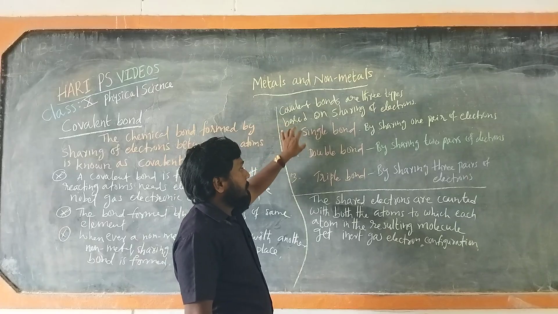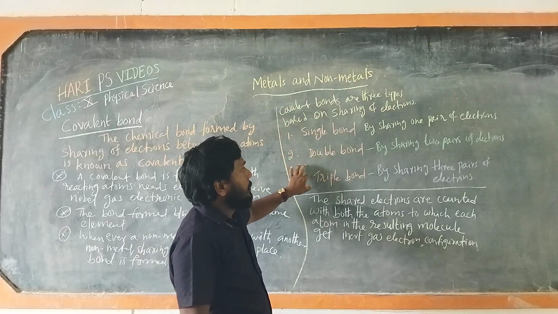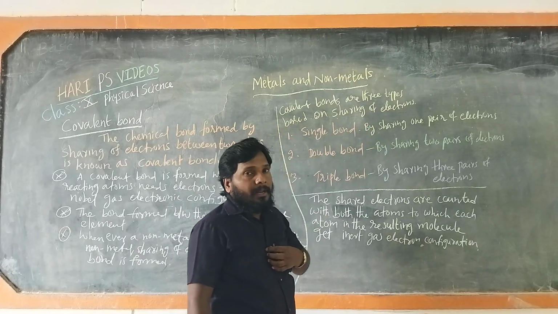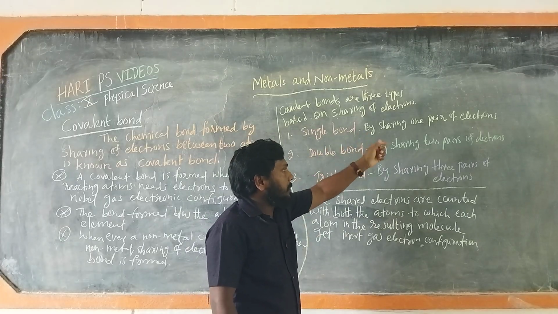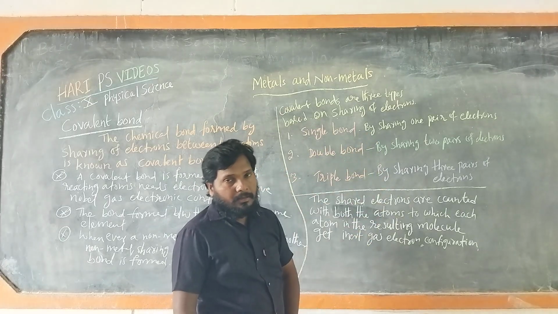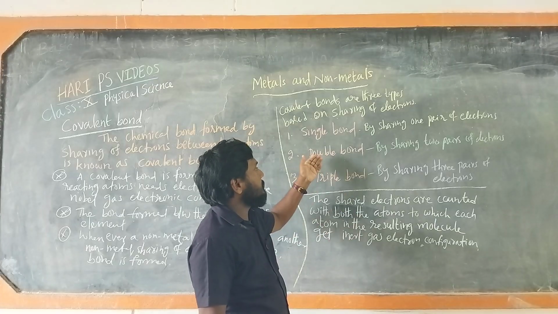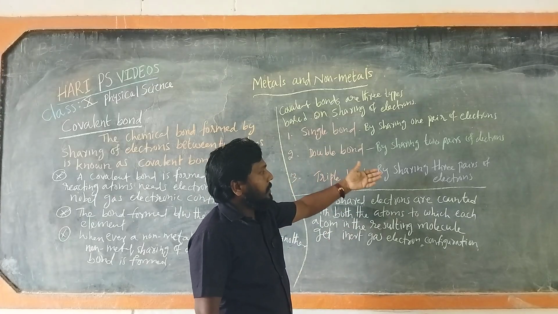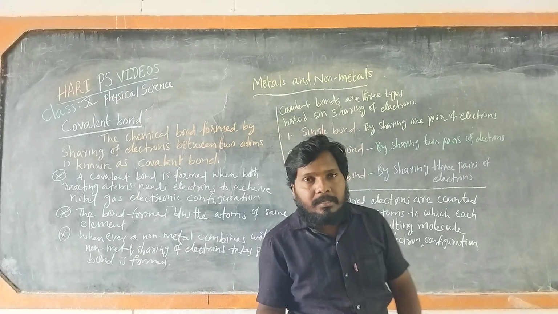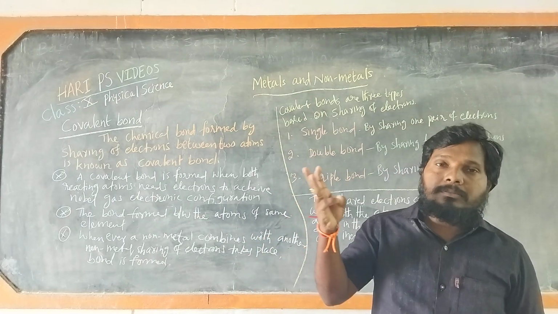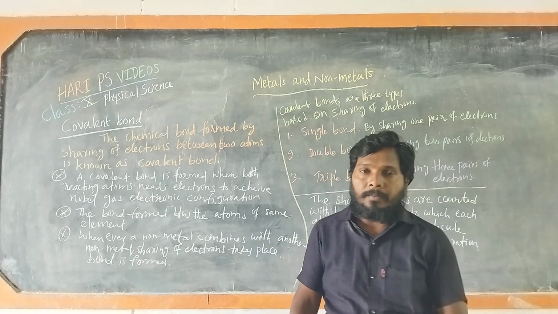They are single bond, double bond, and triple bond. By sharing one pair of electrons, a single bond is formed. By sharing two pairs of electrons, it is called a double bond. And by sharing three pairs of electrons, a triple bond. So the three types are single bond, double bond, and triple bond.